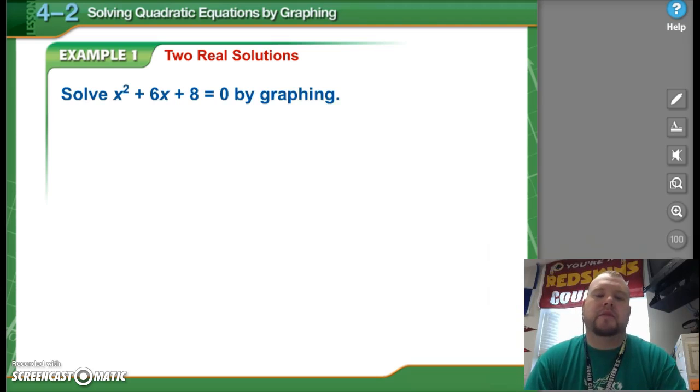Alright, so our first example is an example that's going to have two real solutions. The problem says we need to solve x squared plus 6x plus 8 equals 0 by graphing.